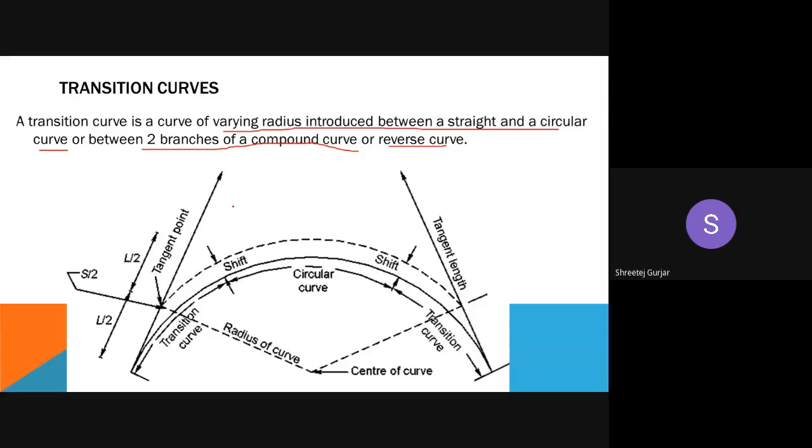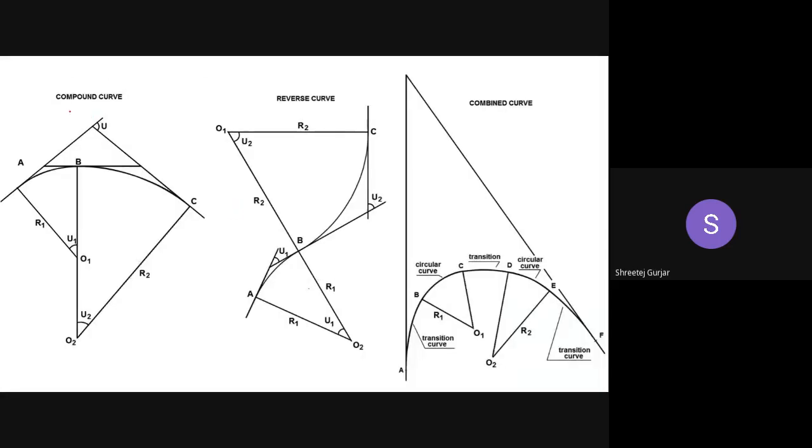Now let us understand this transition curve in detail. You can see the various curves that we have learned. We have learned the compound curve, which is a combination of two curves. The radius may be the same or the radius may be different. So we have learned this compound curve wherein it has two different curves. Then here is a reverse curve which we have learned recently. This is one branch of the reverse curve, and this is the second curve, which tends to move in the opposite direction.